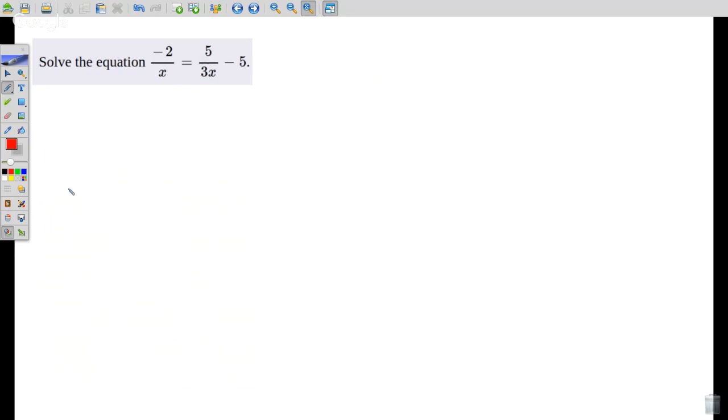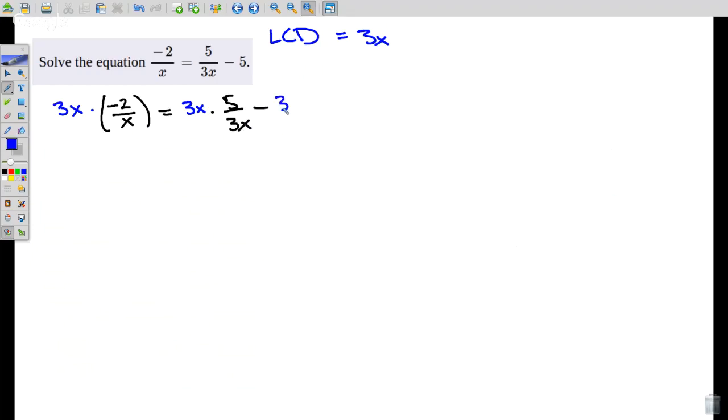We have to identify the lowest common denominator. And it's like 3x is it. That has the x here in common, and there's no denominator there. So we have to multiply each piece by 3x. So we're going to have a 3x times that's -2 over x. And I have a 3x times each of the other pieces. So I'm just going to jump straight to the distribution here. So 3x times 5 over 3x minus 3x times 5.